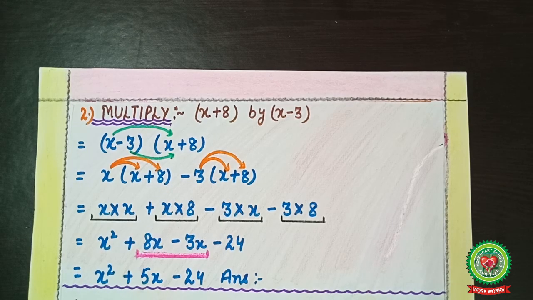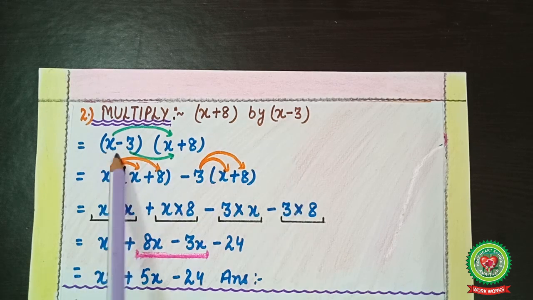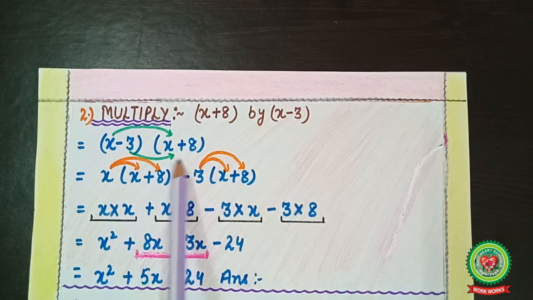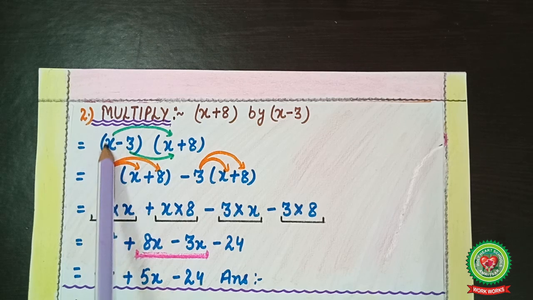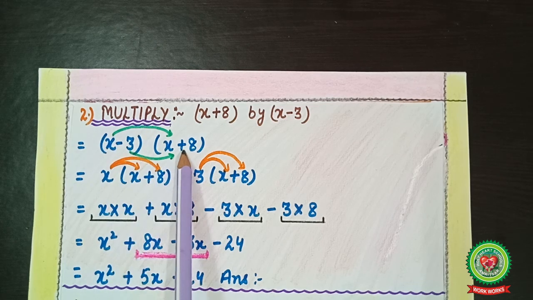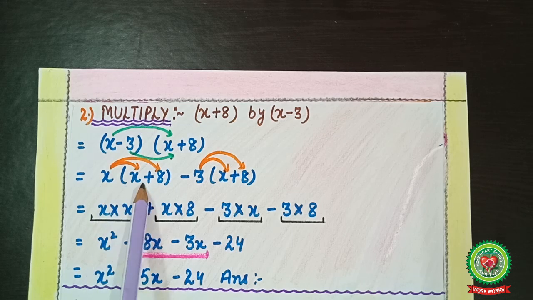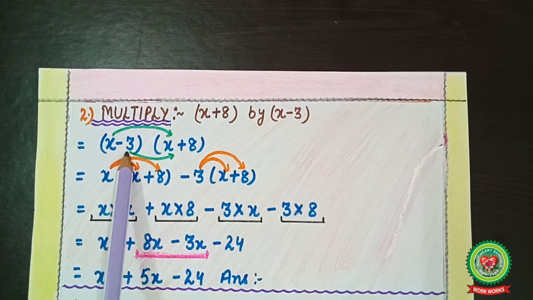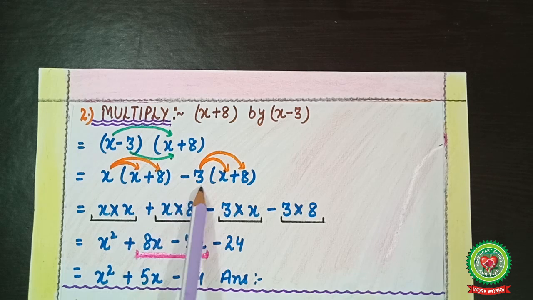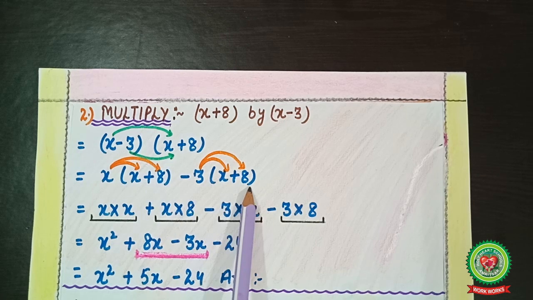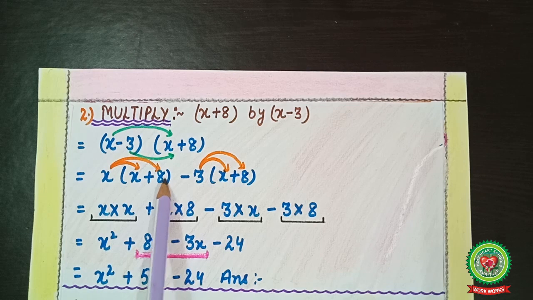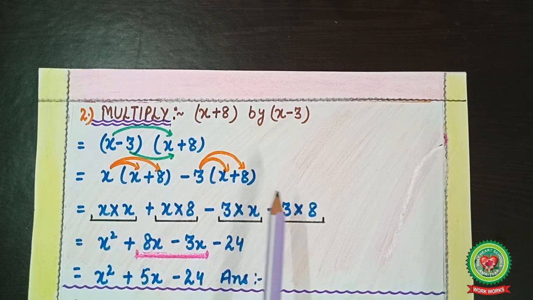So the next example I'm taking here is example number 2, multiply x plus 8 by x minus 3. Now here what I'm doing, I'm writing the second bracket first and the first bracket in the second place. Again you will multiply x with the second bracket and minus 3 with the second bracket. You will write here x with the second bracket, x plus 8, and here 3 along with its sign, that is minus, and the second bracket, that is x plus 8. Now you will put the arrow method here, arrows, and again arrows. You will solve these brackets with the arrow method.